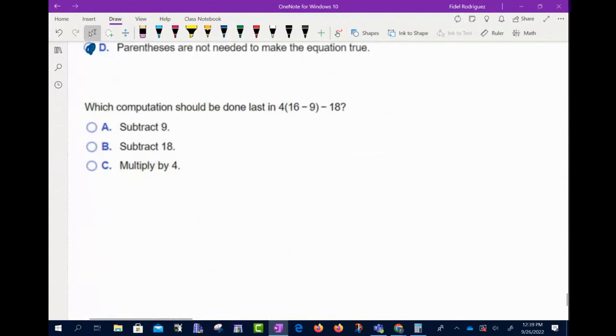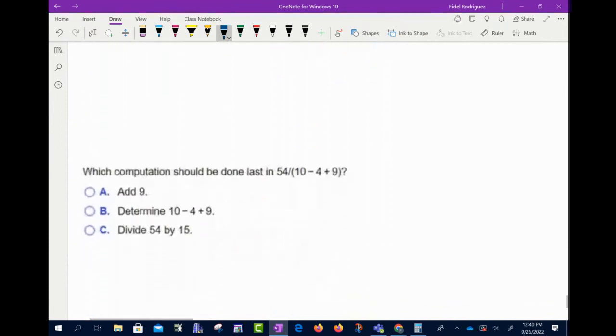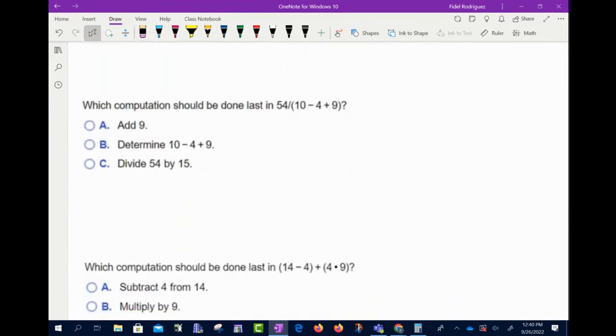Okay, so now for the next problem, it says, what computation should be done last in 4 parentheses 16 minus 9 minus 18? Okay, anybody know what would be the last thing we would do? Subtract 18, right? Because the first thing we would do is we would say, look, what's 16 minus 9? Oh, that's 7, right? And then we would say, look, what's 4 times 7? That's 28. And so the last thing we would do is we'd subtract 18, right? Okay. All right, now look at the next one here.